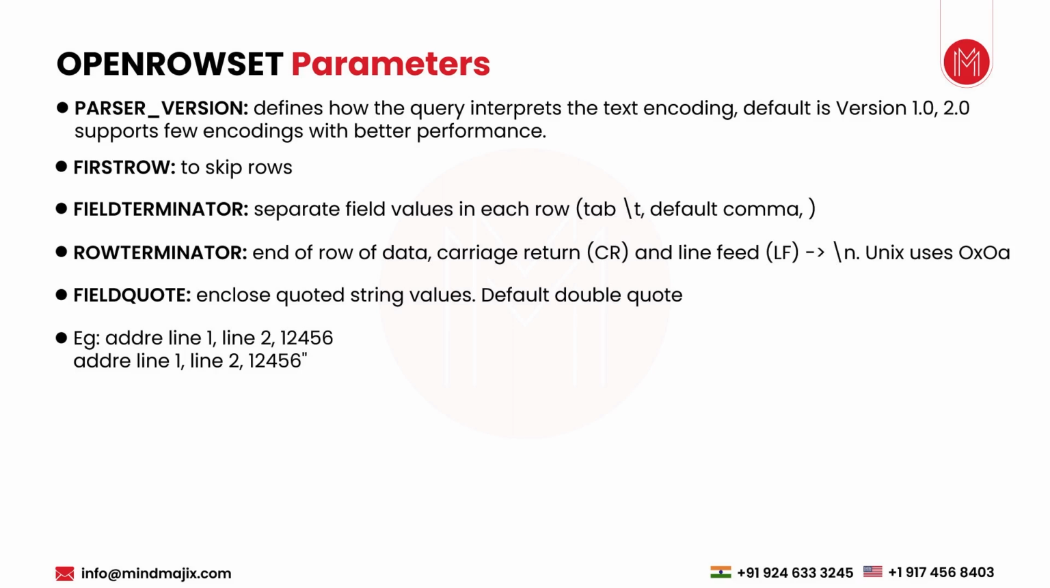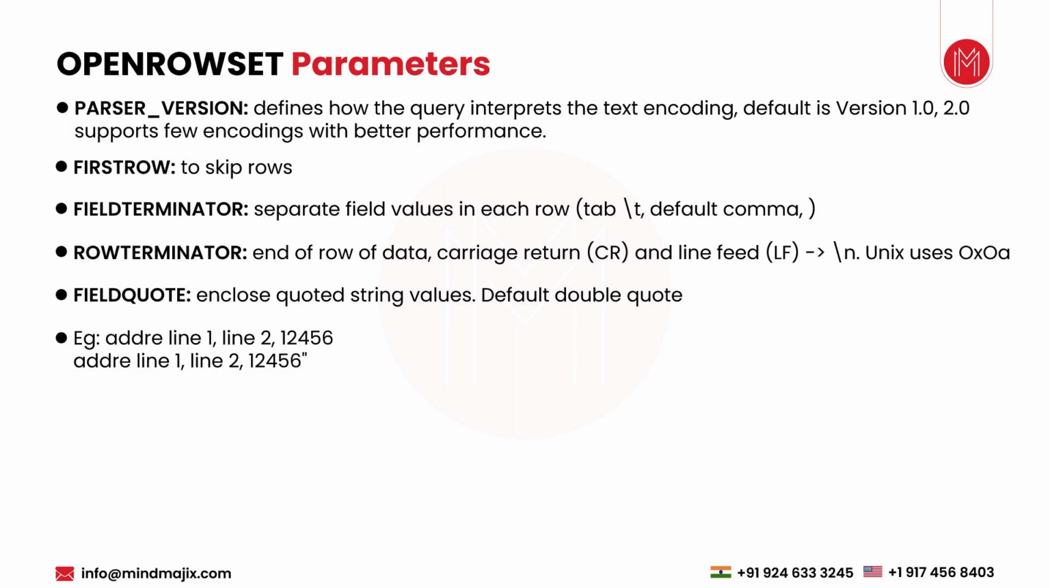But with the field quotation as double quotes, as soon as it starts the double quote, the significance of a comma as a field terminator is on hold till it finds a closing double quote. So anything that comes in between is considered as one column when field quote is enabled. Without that, these three will become three different columns without a double quote.